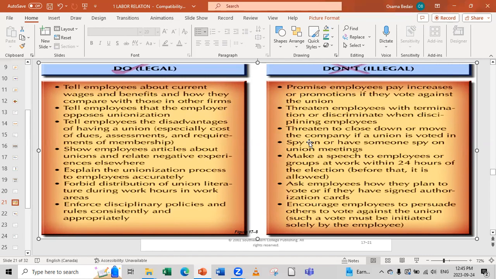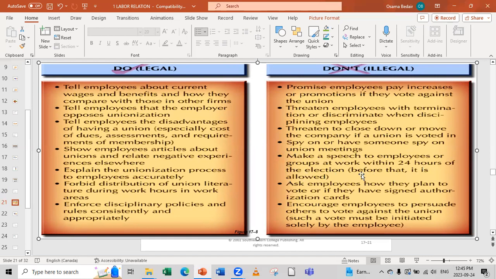Threaten to close down or move the company if a union is voted in. So don't tell them that if there is a union here, this company will be closed. As a manager, you must not say this. Make a speech to employees or a group at work within 24 hours of the election. Before that, it is allowed. If you want to make any speech to the employees, make it more than 24 hours before, but don't do it within 24 hours of the union election.